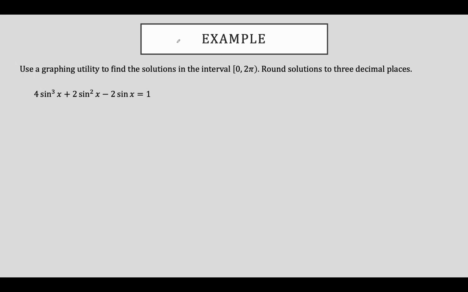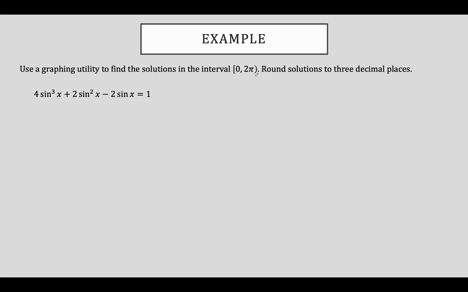So let's now talk about solving trigonometric equations using a graphing calculator. All right. The problem says use a graphing utility to find the solutions in the interval 0 to 2 pi. Notice we're only looking for a set number of solutions, 0 being included in this interval, 2 pi not being included. And we want to round solutions to 3 decimal places.